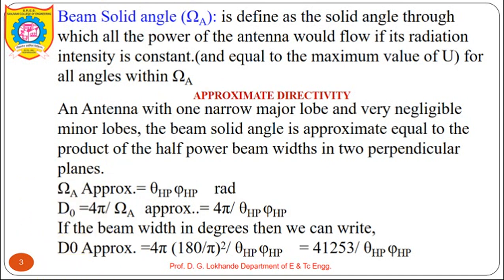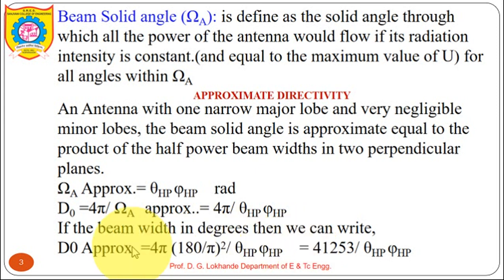So directivity D0 is equal to 4 pi upon omega A, approximately equal to 4 pi upon theta HP into phi HP. If the beam widths are in degrees, then we can write D0 approximately equal to 4 pi upon (180 upon pi) square upon theta HP into phi HP. So that is approximately equal to 41,253 upon theta HP into phi HP.